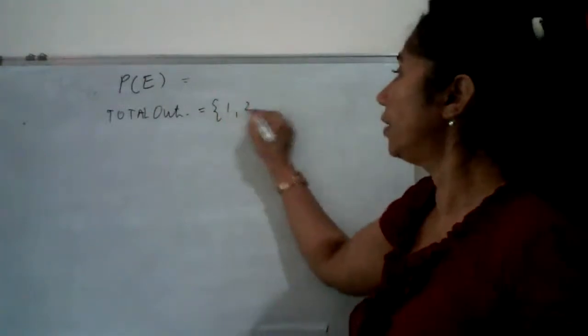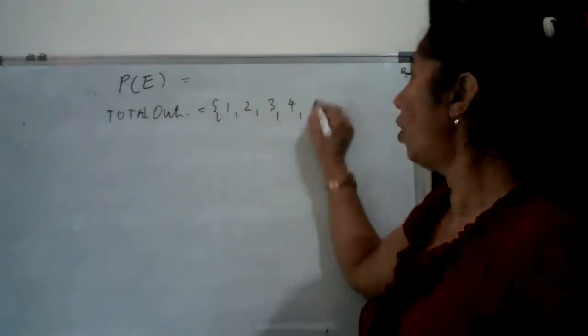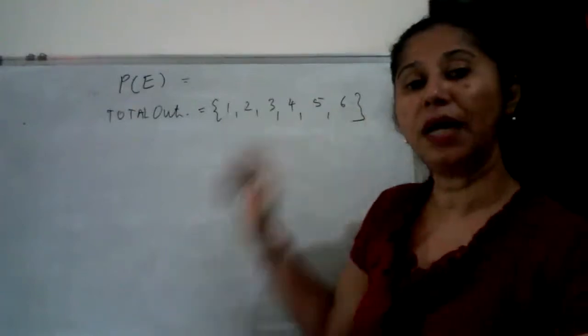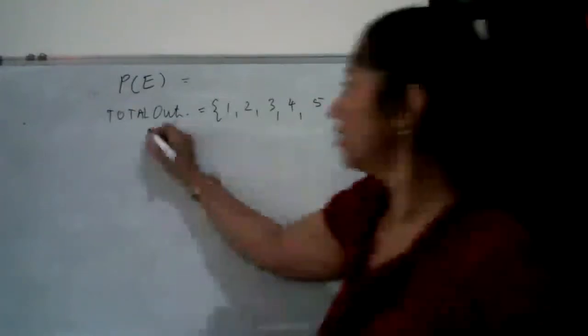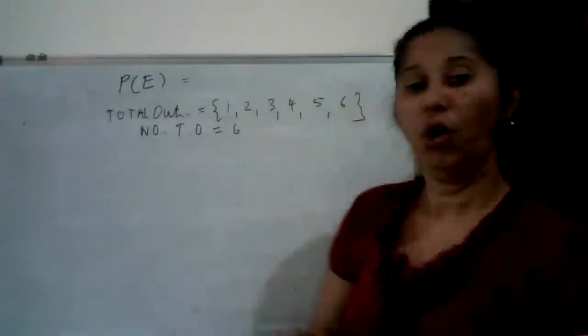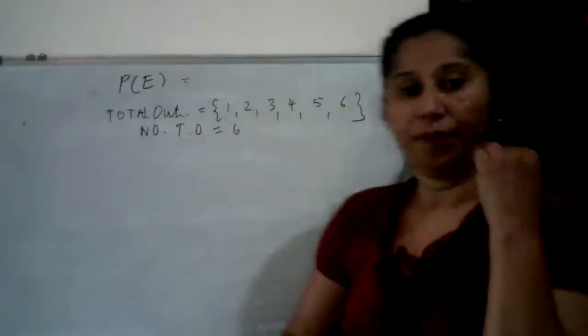It could be 1, it could be 2, it could be 3 or 4 or 5 or 6, isn't it? Total outcomes आपके आ रहे हैं, ठीक है? So number is 6. Okay, अब मैंने die throw की, ठीक है?